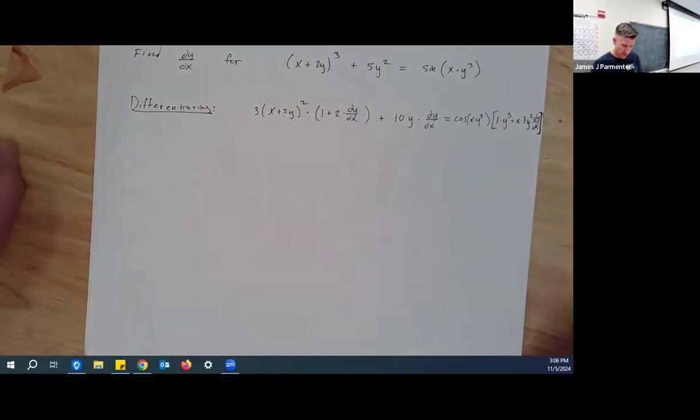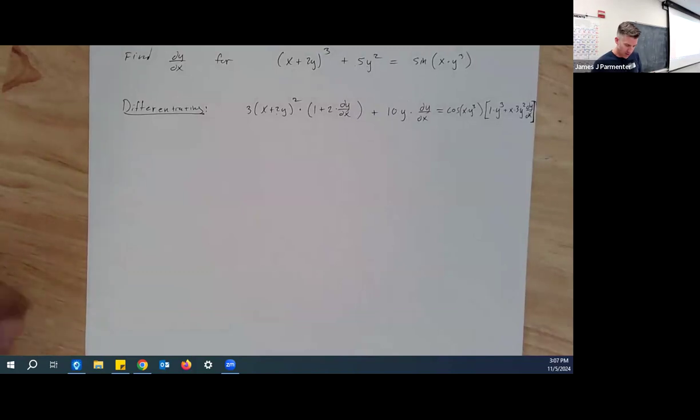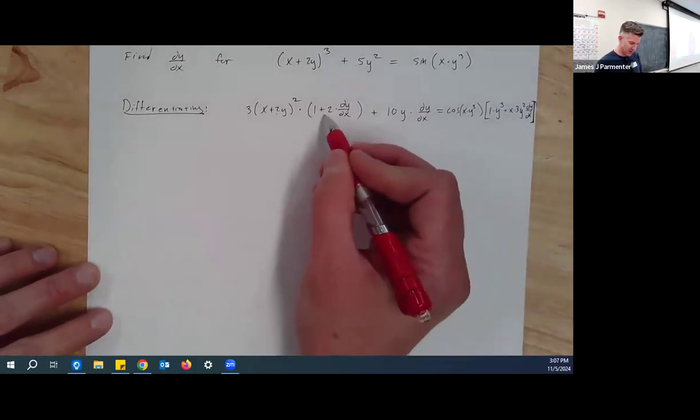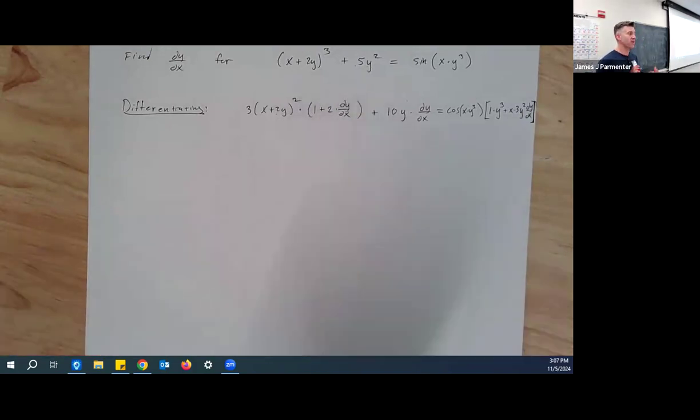Gross. The reason I want to do this problem, though, is because in addition to having the usual things for an implicit differentiation, there's an extra step here. So I want to collect my dy/dx's on one side. The problem here is that this dy/dx is stuck inside these parentheses. They're being multiplied by this 3 times x plus 2y squared. So before I can start collecting my dy/dx's on one side and everything else on the other side, I have to do some distribution.